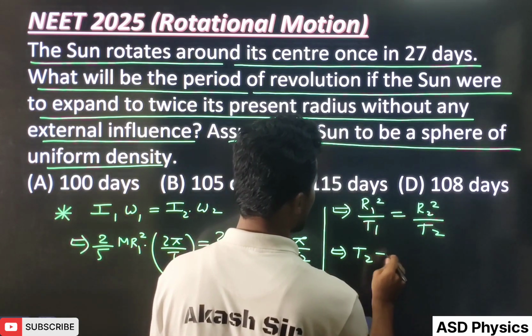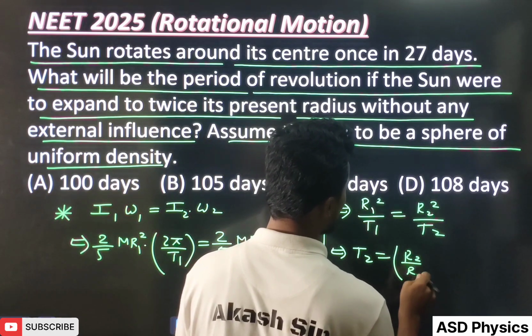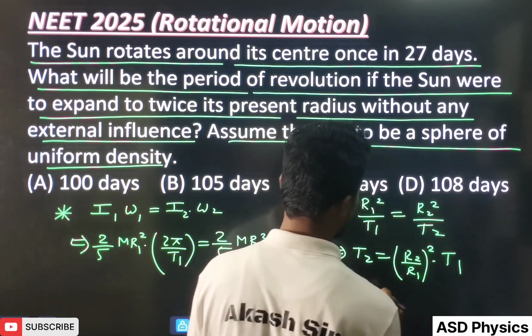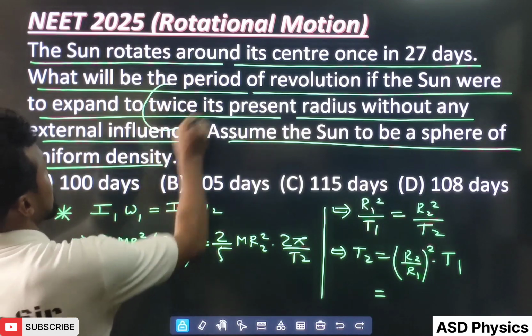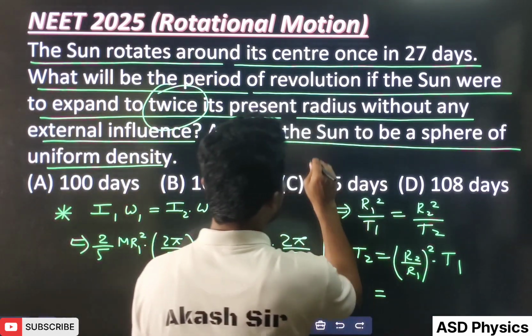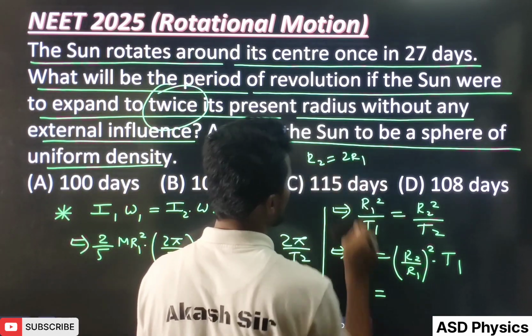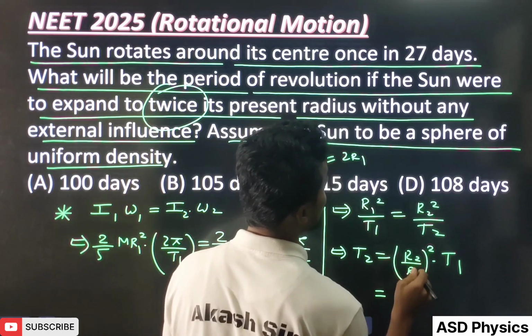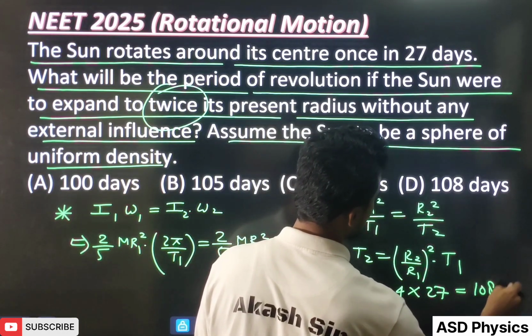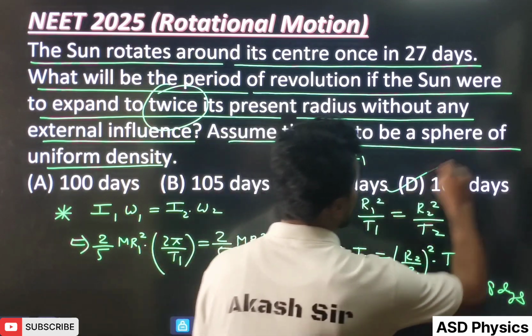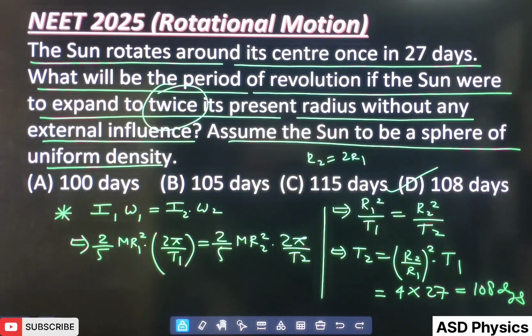Okay, so what is coming here? T2 will be (r2 by r1) whole square into T1. The radius is becoming twice here, so r2 is 2r1. Now r2 is 2r1 means it will come 4 into T1. How much is given here? 27. So when you solve, it will come 108 days. The correct option is Option D, the answer here.